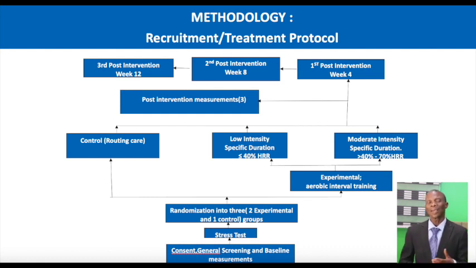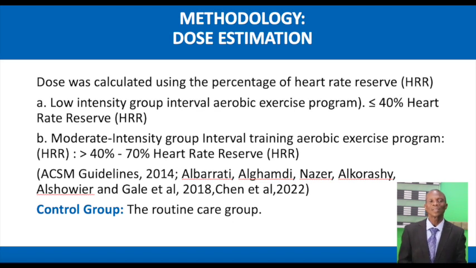The last one, at the end of the study, was taken at week 12. Now, as I've said earlier, those were estimated using percentage of heart rate reserve, which was a measure of internal dose. The low-intensity interval aerobic exercise program was administered at an intensity that was less than or equal to 40% of heart rate reserve, while the moderate intensity interval training aerobic exercise program was pegged at greater than 40%, not more than 70% heart rate reserve.